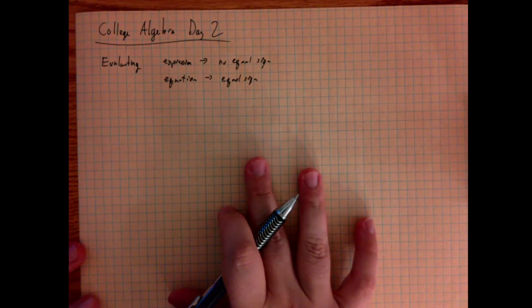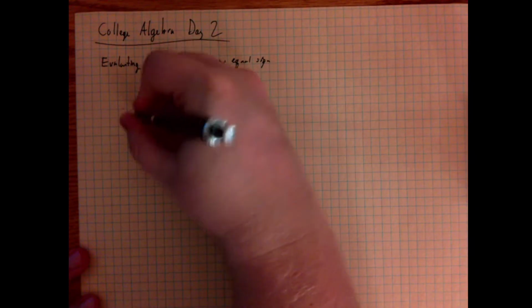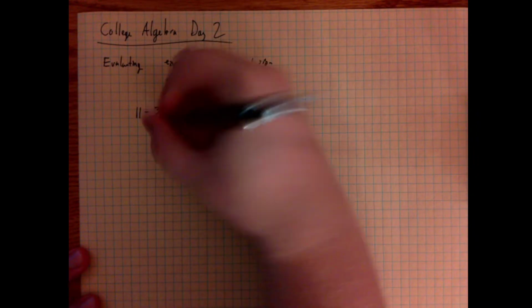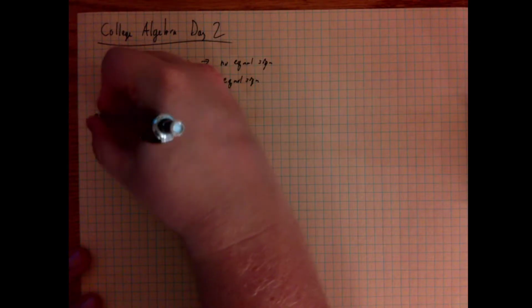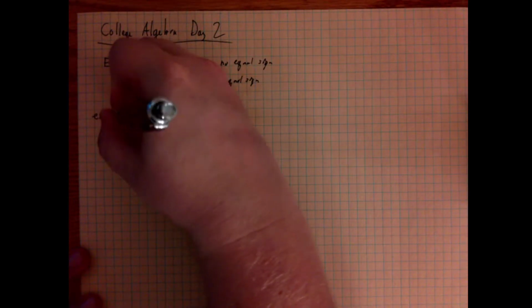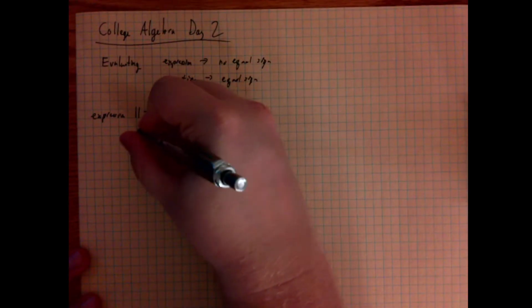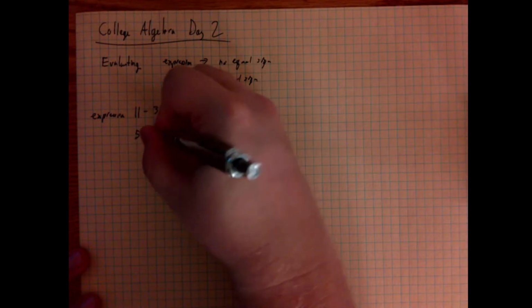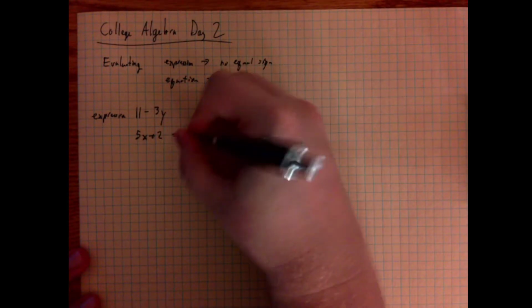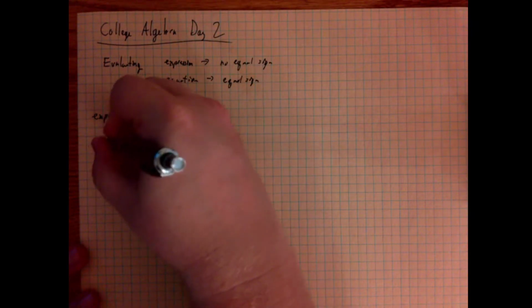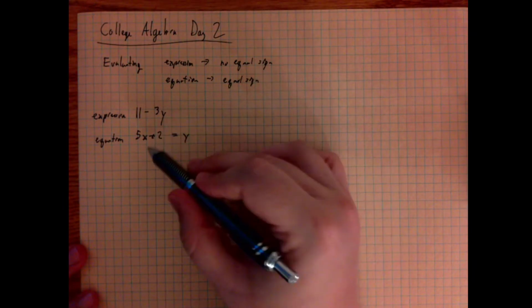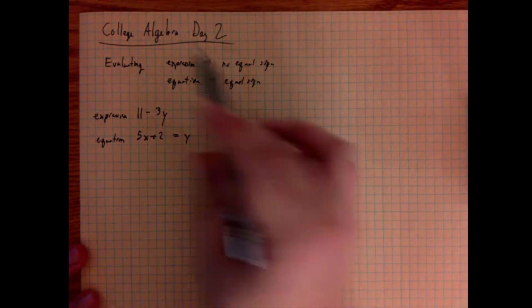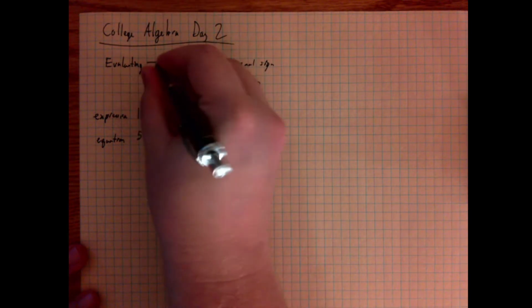So an example of an algebraic expression would be something like 11 minus 3y. An example of an equation would be something like 5x plus 2 equals y. This is an equation. An expression is one that has no equal sign. An equation is one that has an equal sign. And evaluating can be done in both circumstances.